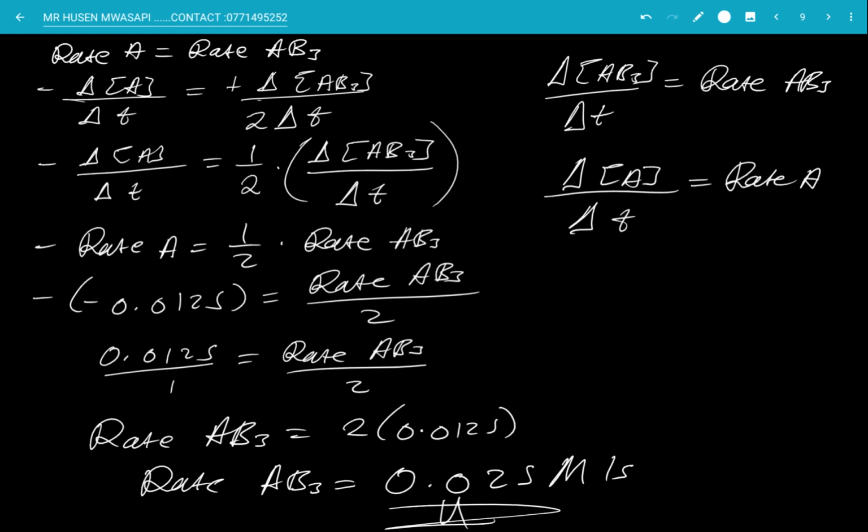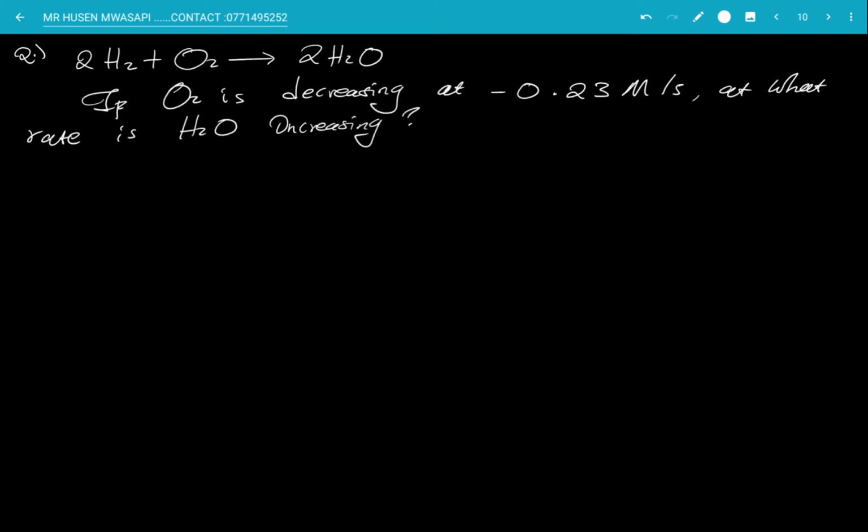The moment you learn how to mimic this, you will be very, very safe. Remember, the rate of a product will always be positive, and that of the reactants will always be what? Negative. Alright, that's wonderful. Let's try and look at another example. Maybe we can understand this clearly.